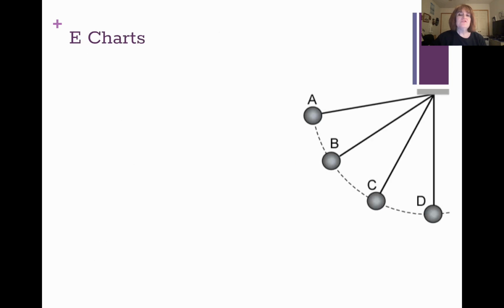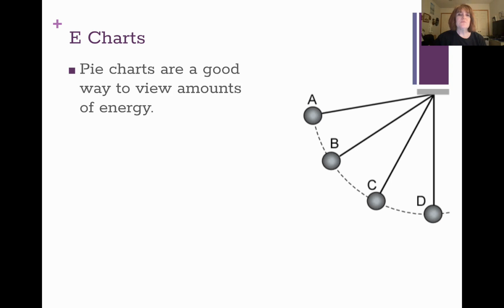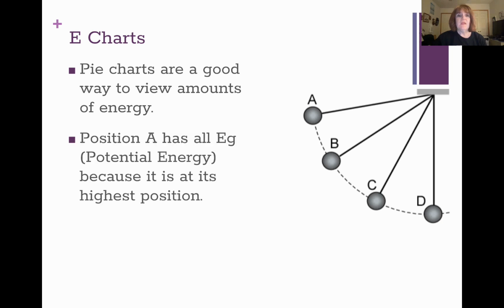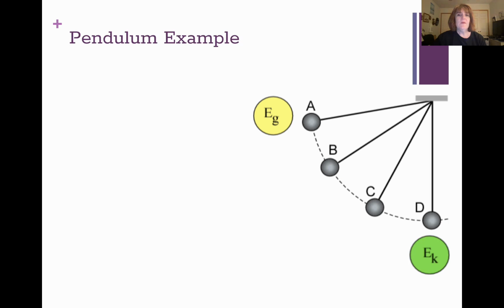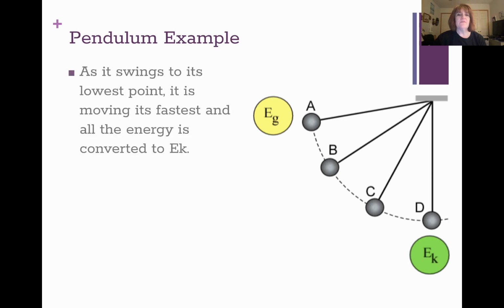We are going to learn to chart that energy, and pie charts are a really good way to start viewing the amounts of energy possible. If position A has all Eg because it's at its highest position and position D is all Ek, those pie charts may look like a simple circle labeled all Eg and then a same circle of the same size labeled all Ek. Notice the color change is a good idea to differentiate your Eg and your Ek. But what about in between? How would we graph those?